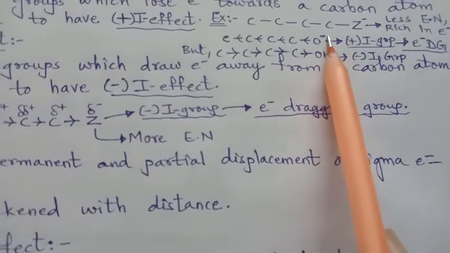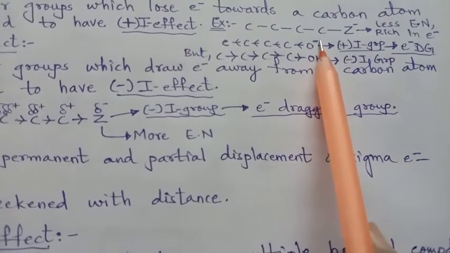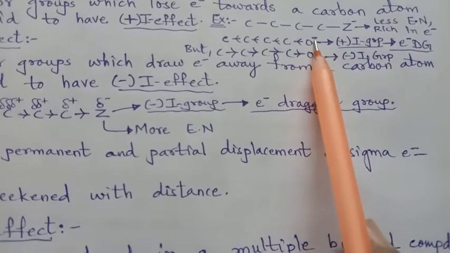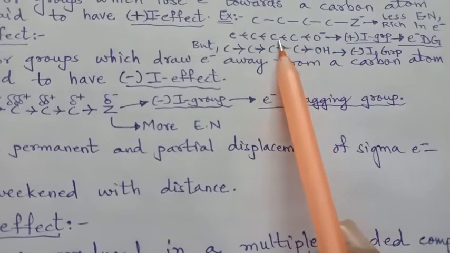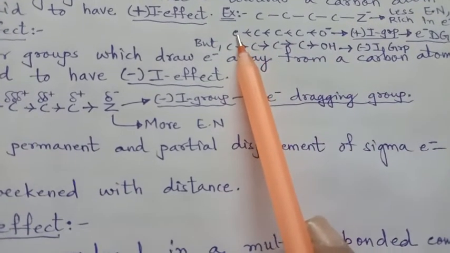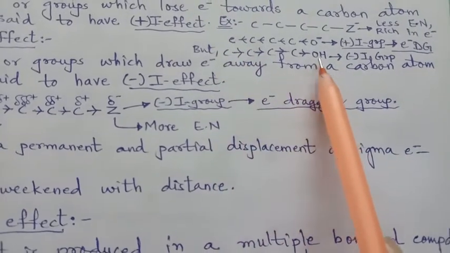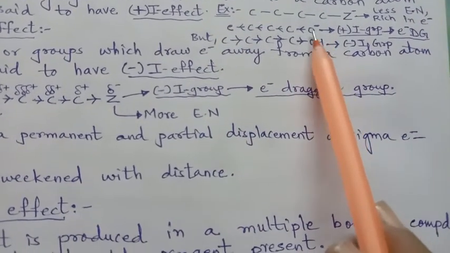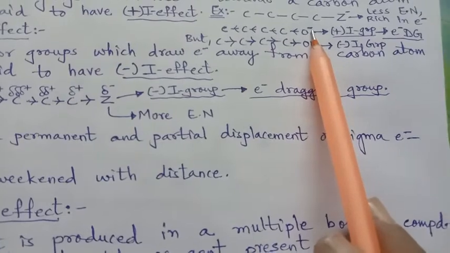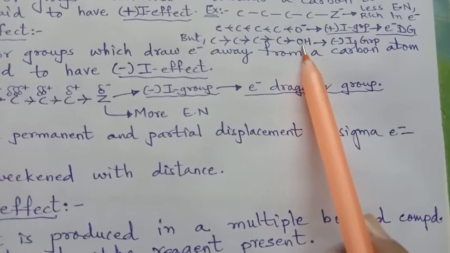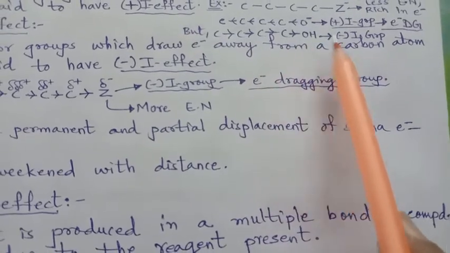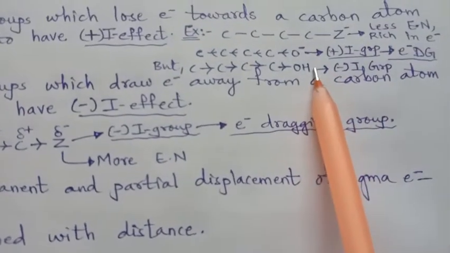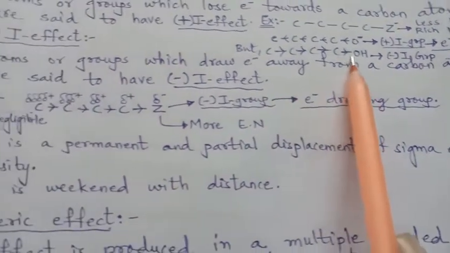See here, O minus, right? So O minus is an electron donating group and it will be giving electrons. I have shown the arrow here, right? And here OH is given. O minus only is an electron donating group, whereas this is electron dragging. So it will drag the electron. So OH is minus I and O minus is plus I. Please remember this thing.